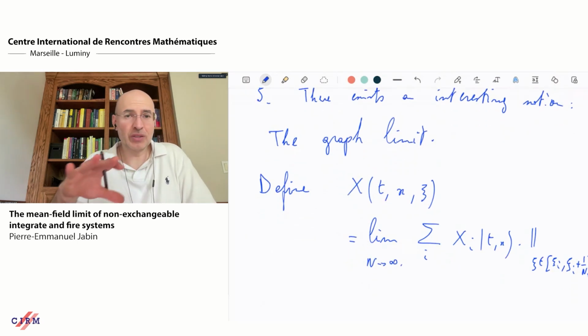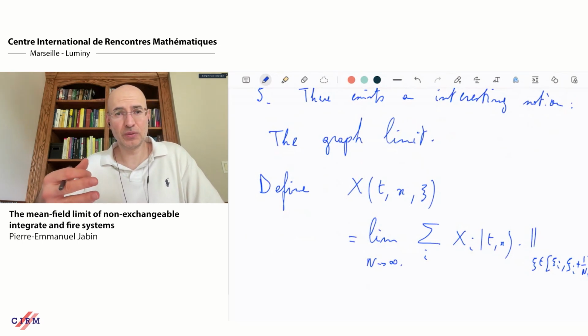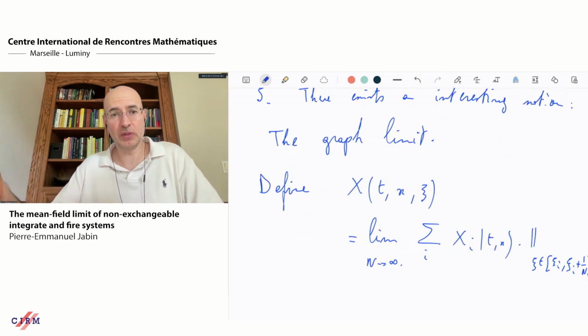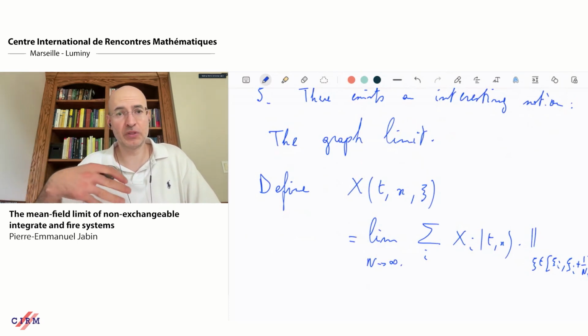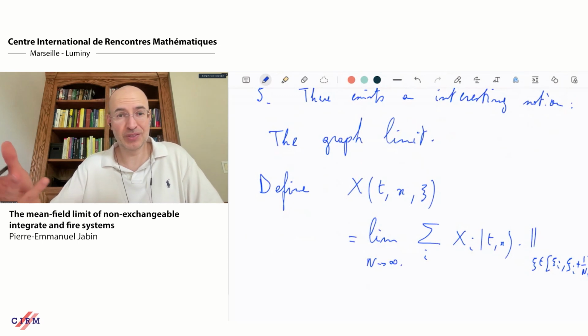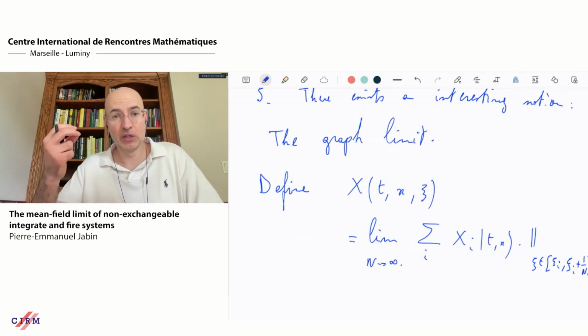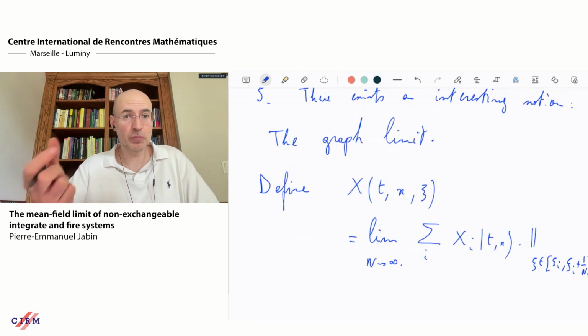Now, I'm really not going to elaborate that much on this because I won't have the time. This is interesting, again, because you have a sort of more precise limit than what the mean field limit is giving you. The mean field limit gives you the one particle distribution, so if this is a statistical object, the graph limit already gives you something on the trajectory, so it's more precise.